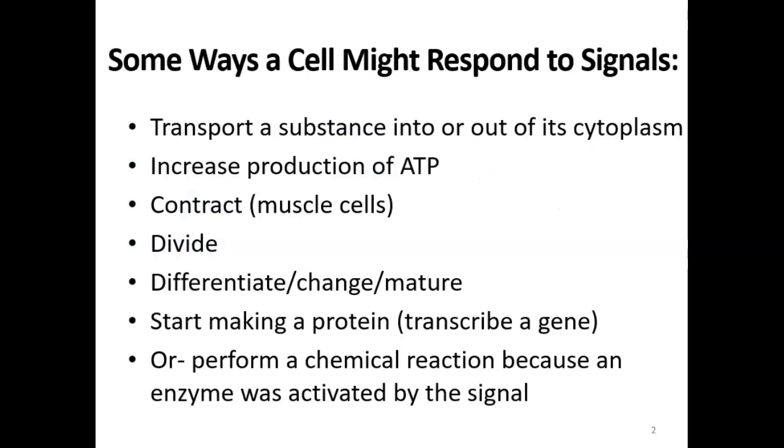Some ways that a cell might respond to these signals that they receive from other cells would be to transport a substance into or out of its cytoplasm. Maybe the responding cell will increase ATP production. The target cell could contract, as in the case of muscle cells, or divide, or could differentiate, change, and mature.